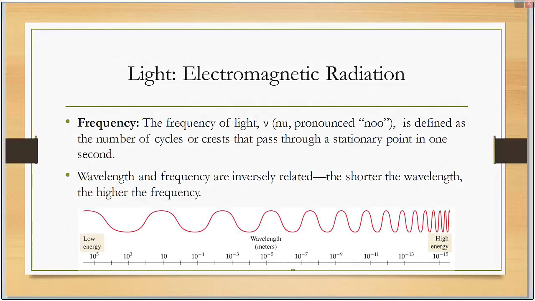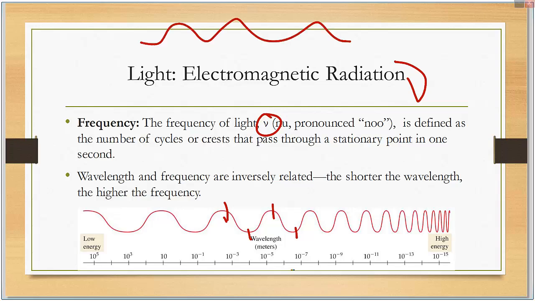So we learned about lambda. Lambda is the distance between 2 points, so it's the wavelength. Frequency is abbreviated with a nu. It's basically a V that has a little curve on it, and that's another Greek letter. It's defined as the number of cycles or crests that pass through a stationary point in 1 second. So if the wave is moving, and we're marking a point right here, every time a crest goes through that point, that marks another part of the hertz. That marks the frequency.